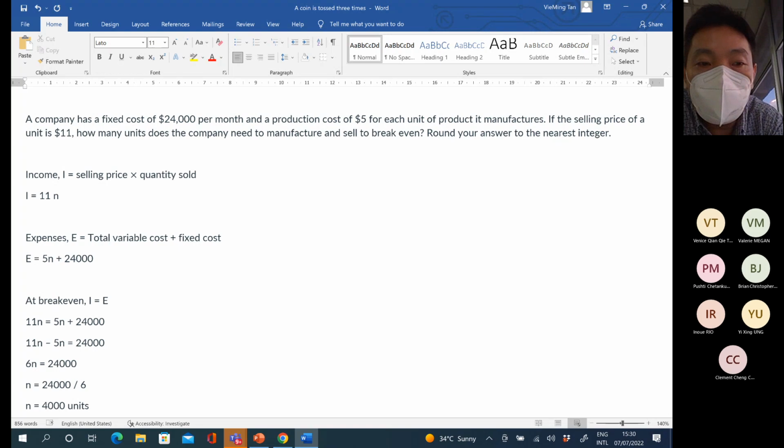Okay, so that means that in order to break even, the company must be able to produce and sell all of the 4,000 units in order to cover the cost, so that there is no profit and no loss at all for this production.